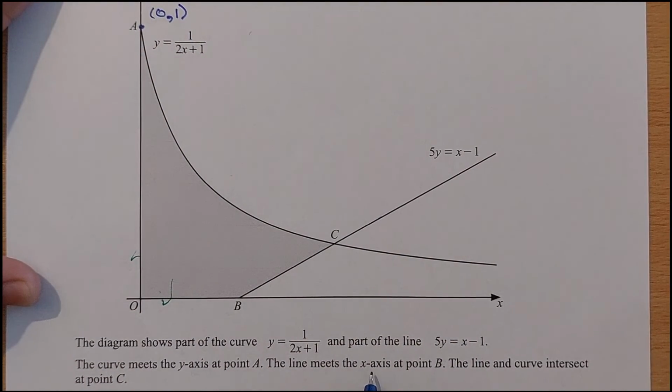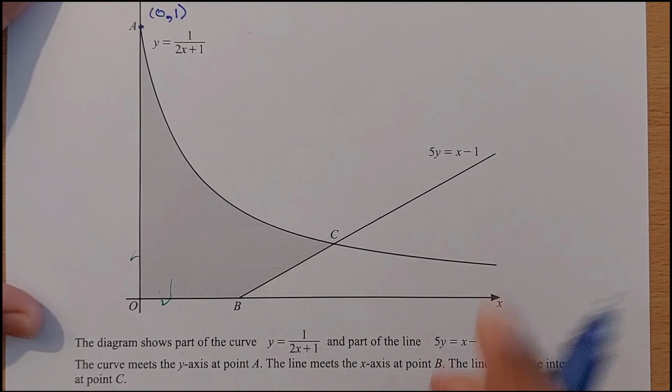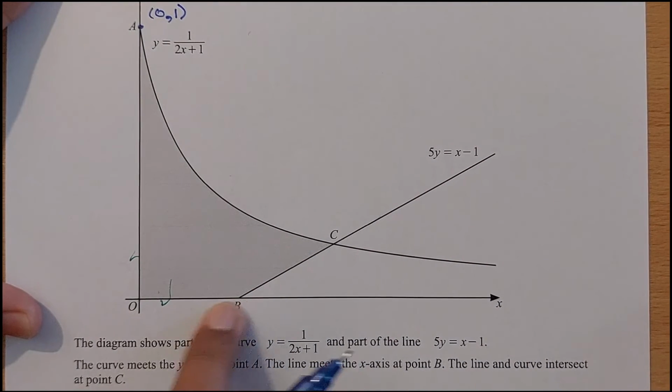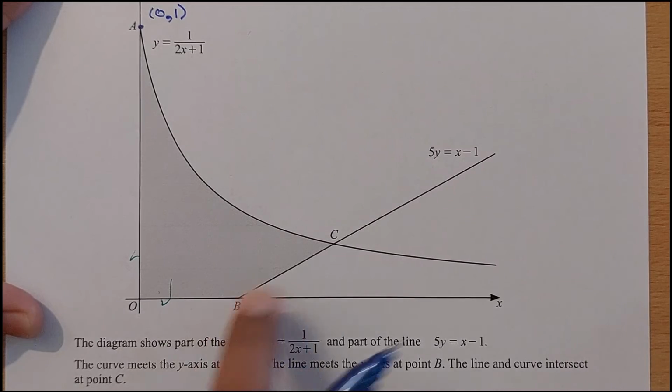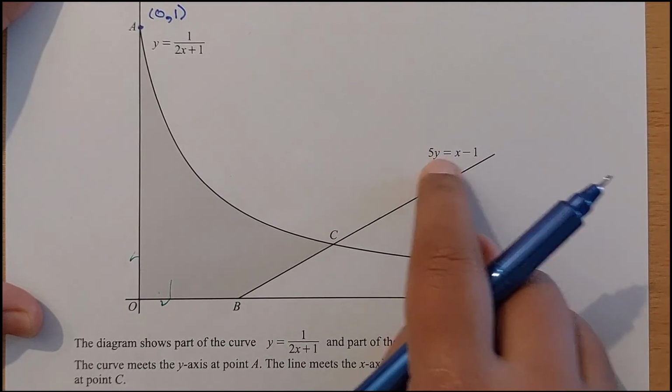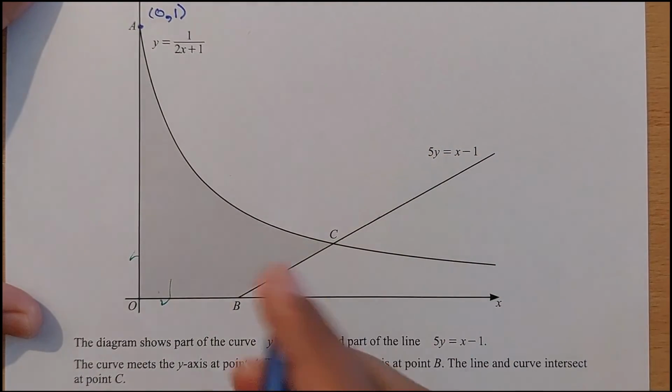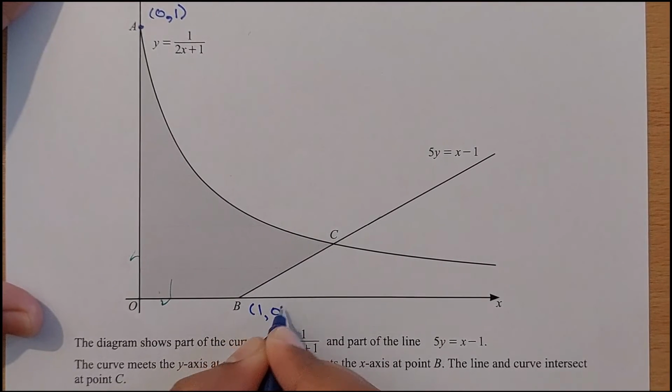The line meets the x-axis at point B. So this is where the line meets the x-axis. It means the y value is equal to 0. So 0 equals x minus 1, so x equals 1. x is 1 and y is 0.